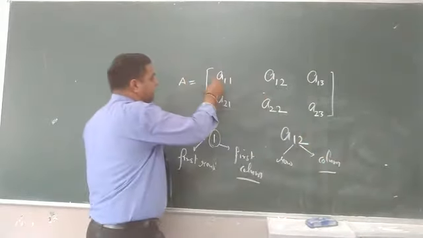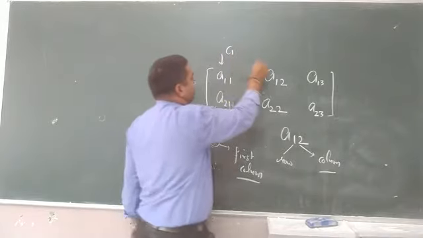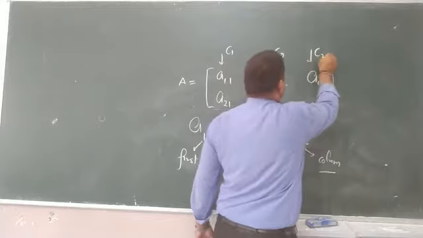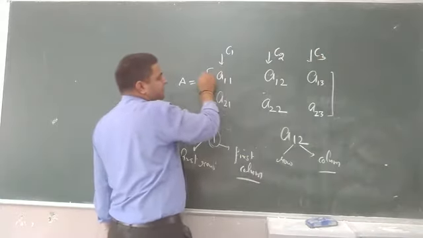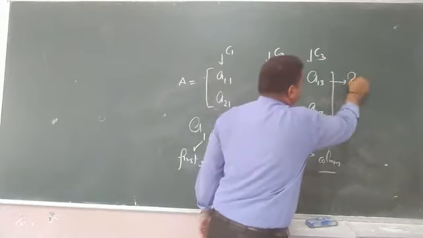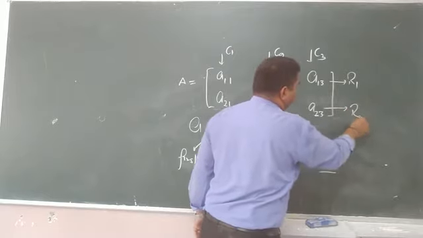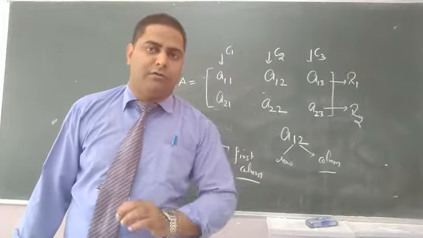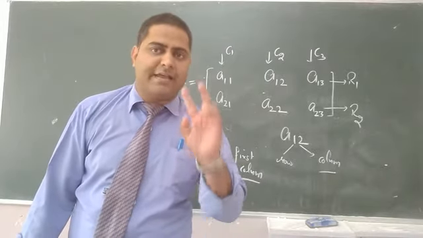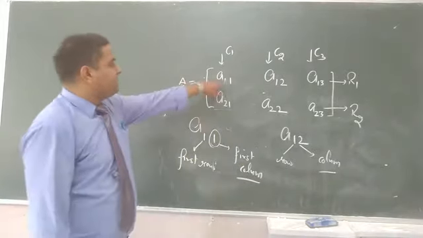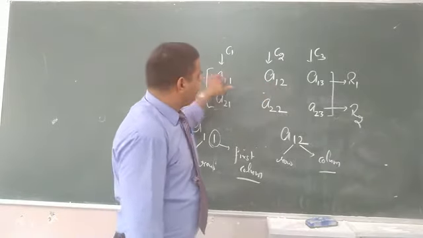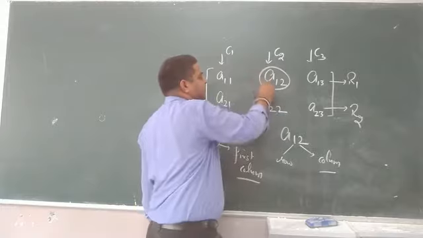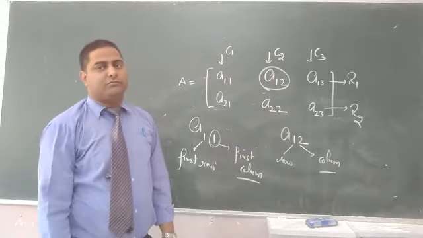So you can see here, this is column C1, this is column C2, this is column C3. This is row 1, this is row 2. When we say A12, first row, second column. So, first row, second column, the member is A12.